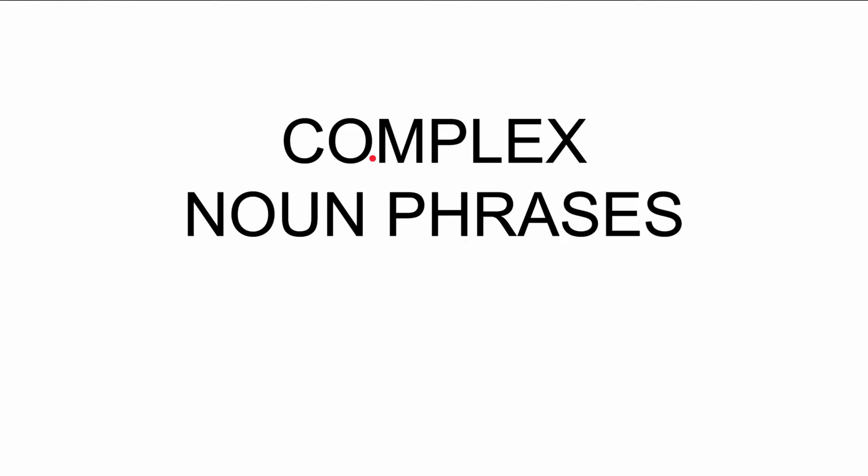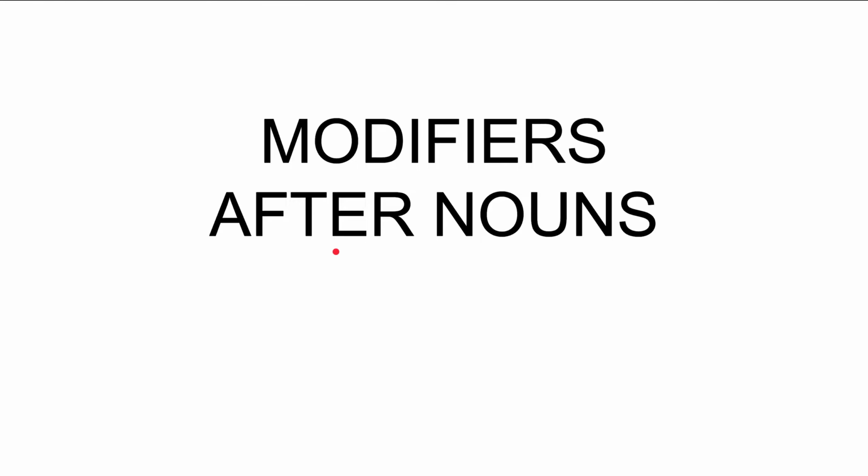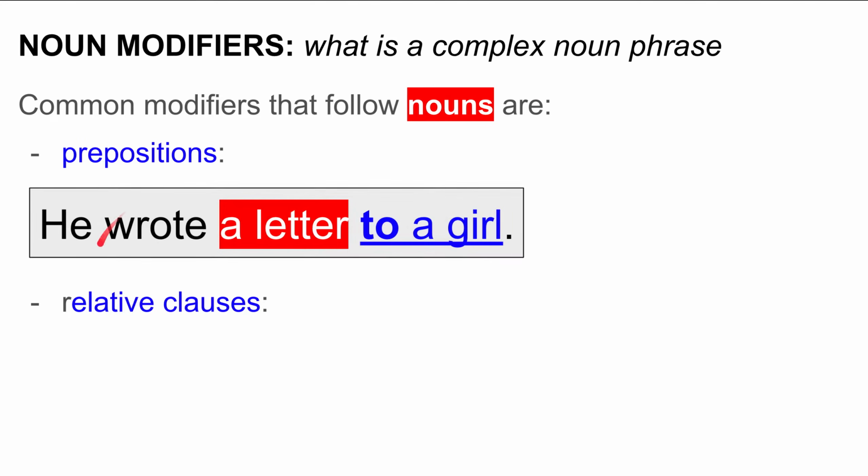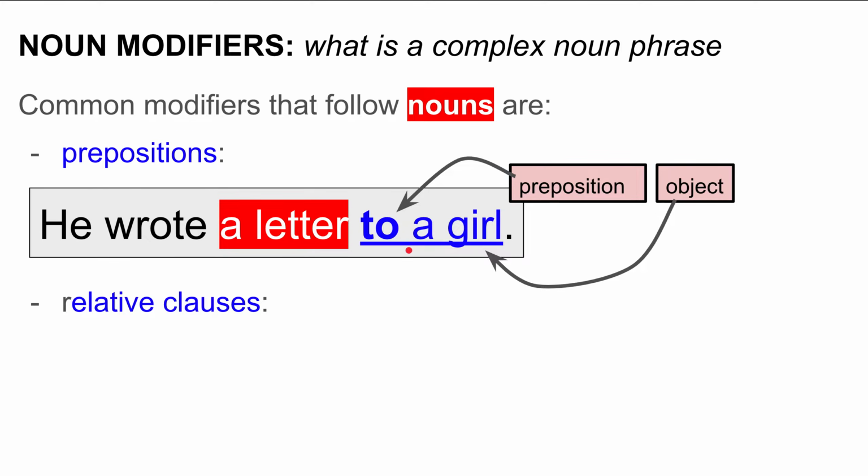Today we're going to look at complex noun phrases. Before we start, let's look at some modifiers that come after nouns. So common modifiers that follow nouns are prepositions, such as, for example, he wrote a letter to a girl. Here, the preposition is to, and a girl is the object of that preposition. So to a girl is a prepositional phrase.